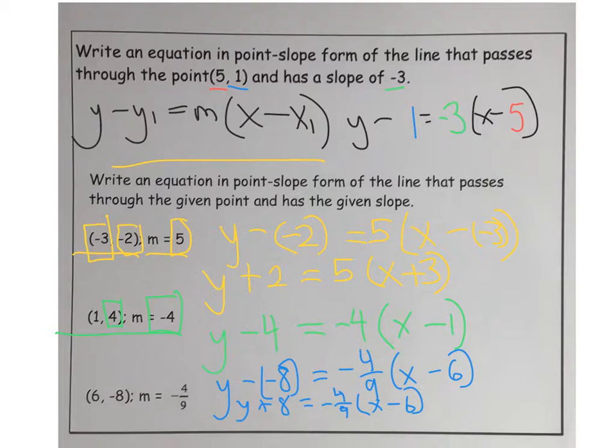So that's going to be the correct answer because it's going to be y minus -8, and then x minus 6, and then the slope is -4/9. Have to simplify the y part because it's minus and negative.